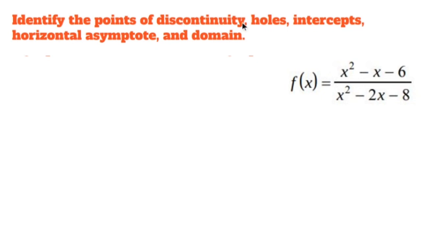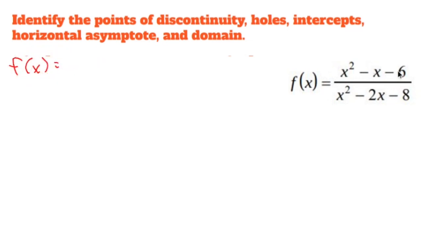Identify the points of discontinuity, the holes, the intercepts, and the horizontal asymptote and the domain. Goodness gracious me. All right, well, lots to answer. So I have myself a quadratic over a quadratic, and the first thing I want to do is factor the quadratics. So I'm going to do just that.